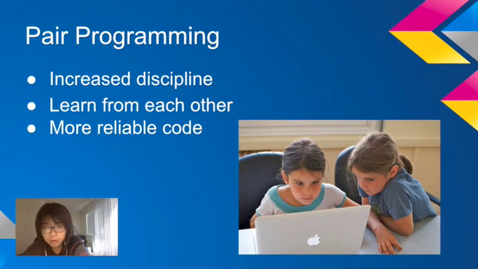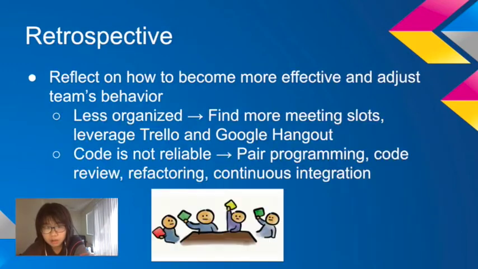We also do pair programming. Usually, two members were responsible for one use case or function. By sitting together and coding together, we had better discipline. We learned from each other, enjoyed group work better, and also improved the code reliability.